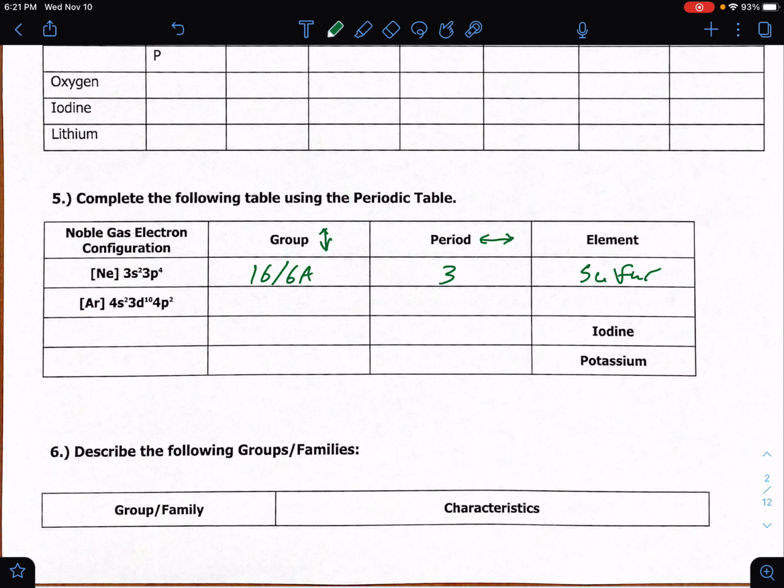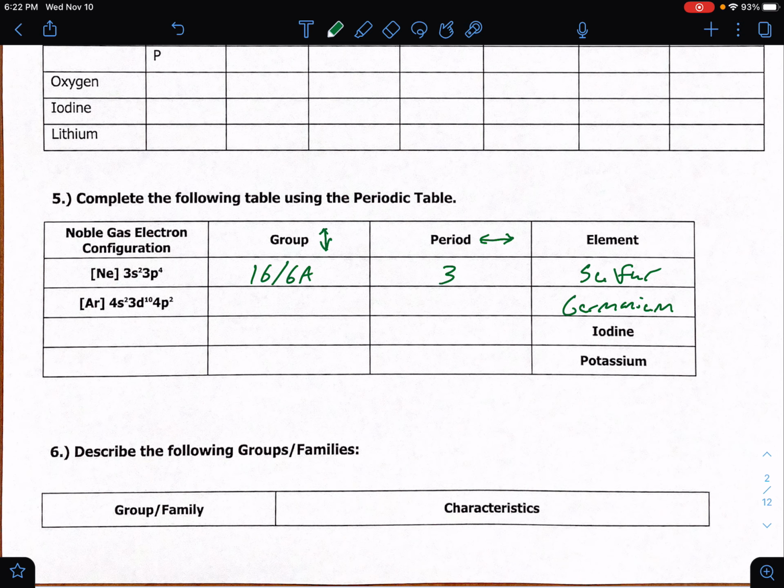Now the next one I have is argon, so 4s2, then 3d10, then 4p2. If you need a refresher on that, you're going to start at argon and then go down to the next level, go through that first 4s section, and then go through 3d, that big middle section, and then you're going to go 2 in on the 4p section, and that element is going to be germanium. So I'm just going to write the name of this first, and then we'll figure out the group and period.